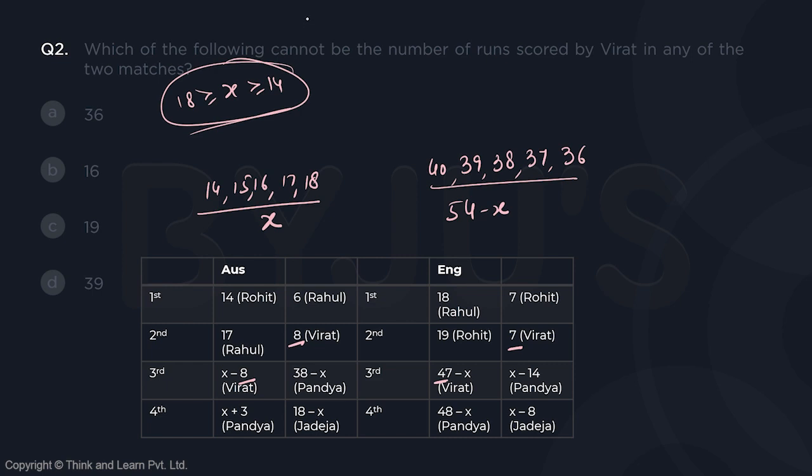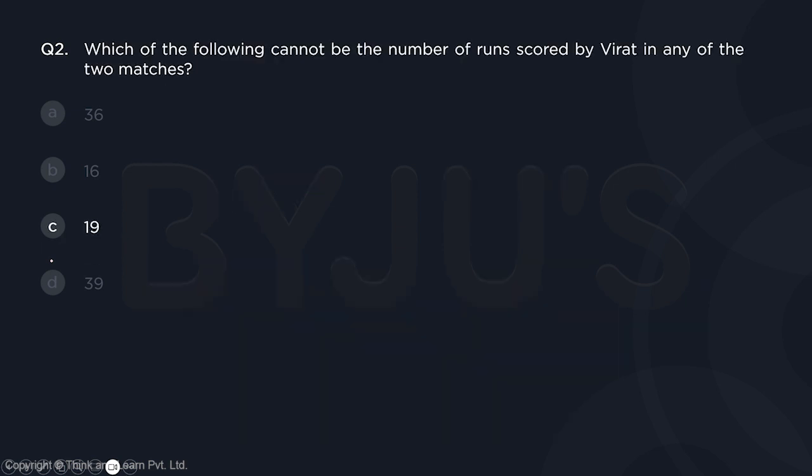Question says which of the following cannot be the number of runs scored by Virat? So 36 is possible, 16 is possible, 19 is not possible, 39 is possible. So out of these 4 scores, 19 is a score which is not possible. So my answer is option C, that is 19.